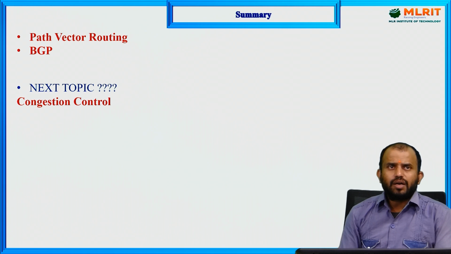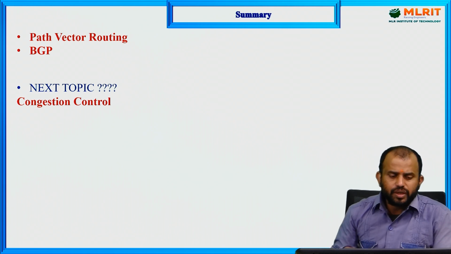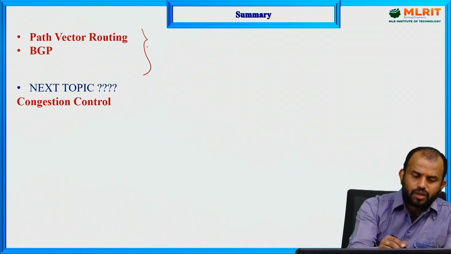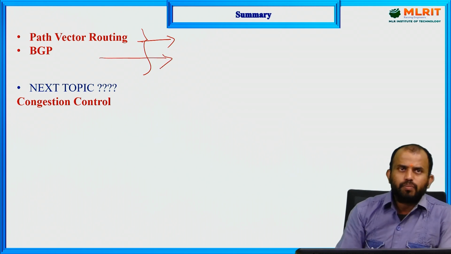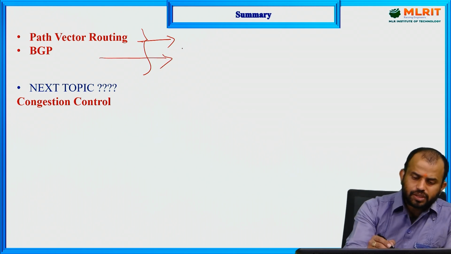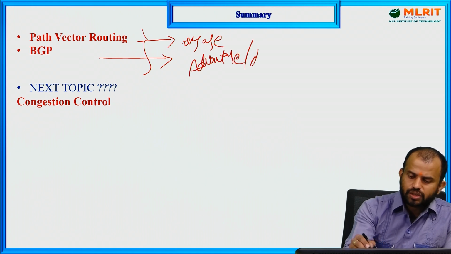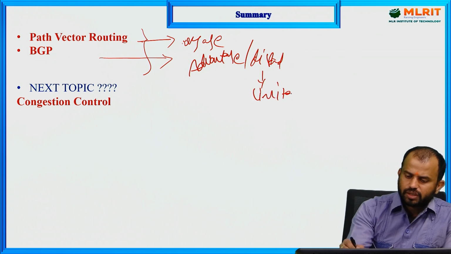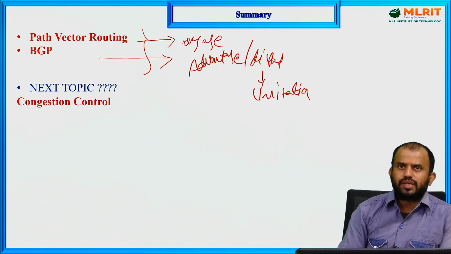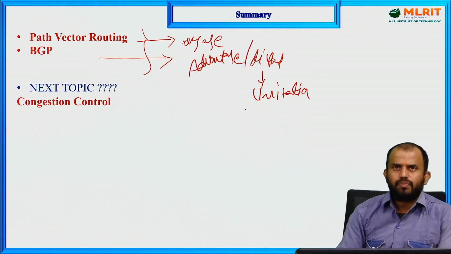So, I conclude this session. In this session, we discussed the important topics path vector routing as well as the border gateway protocol. We discussed the usage of these protocols, their advantages, and their disadvantages or limitations. At the same time, we also discussed the hierarchical protocol.